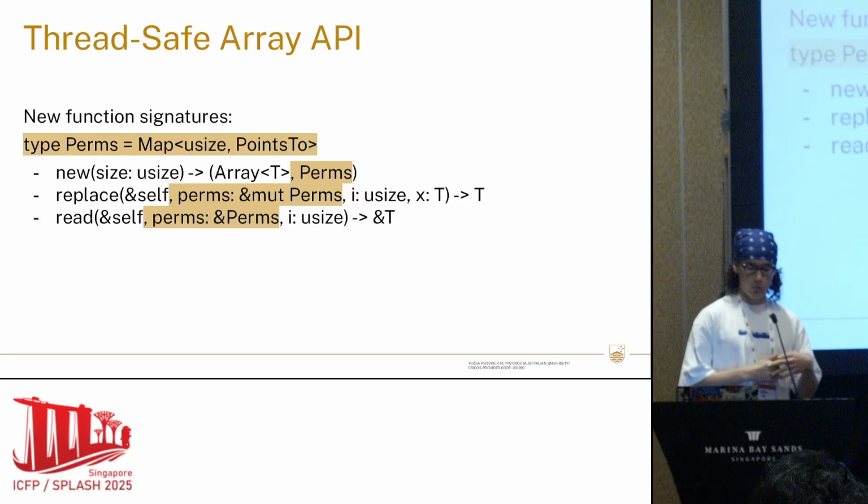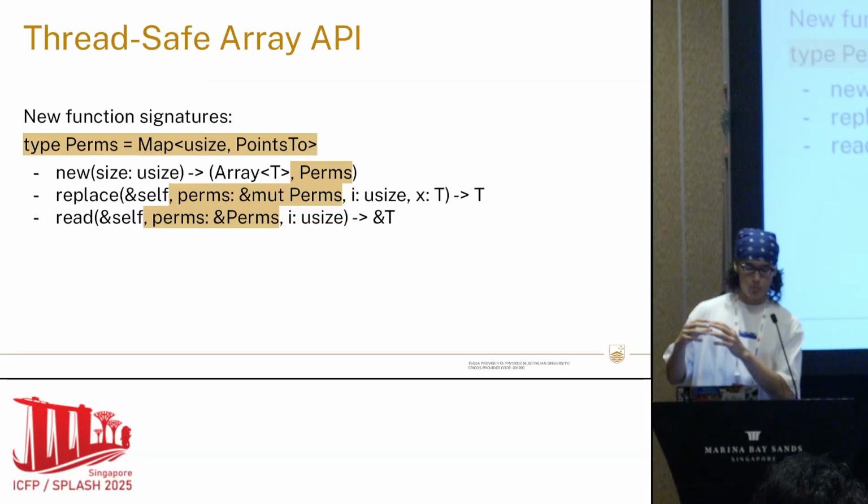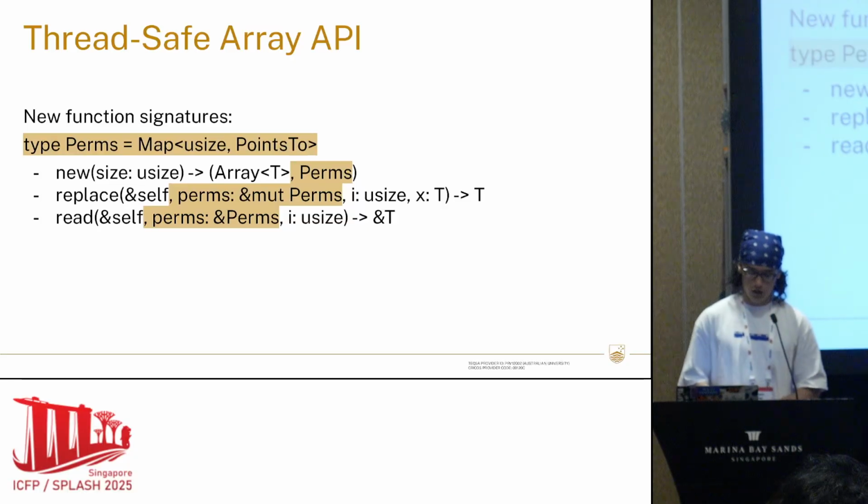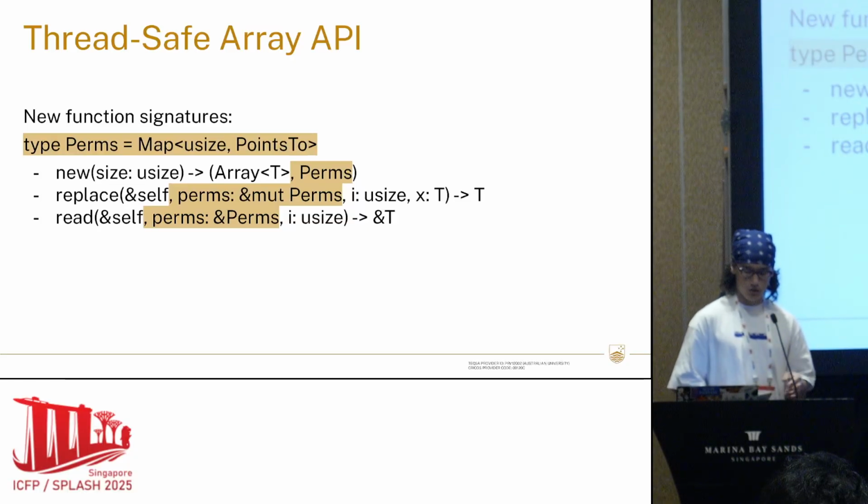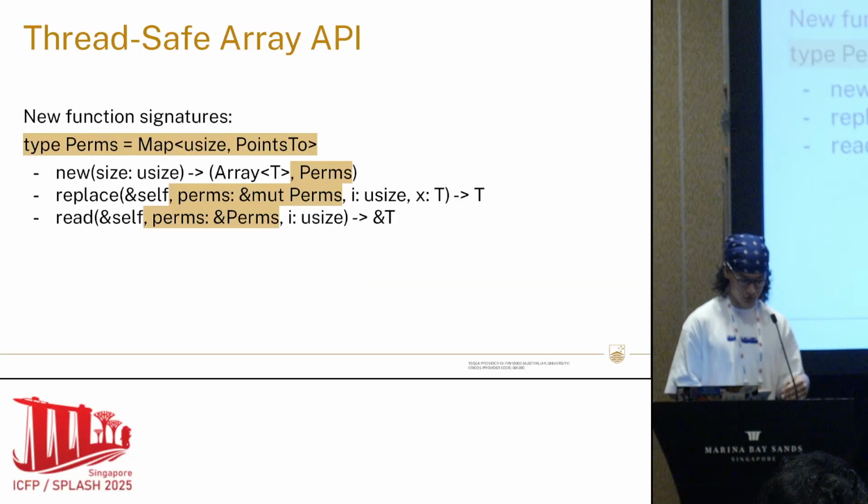But what we want is to have a map from indices to points-to, which is a permission object. And now we will propagate all of these permissions into each of the functions.